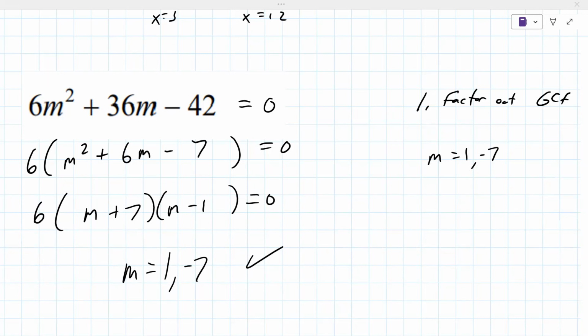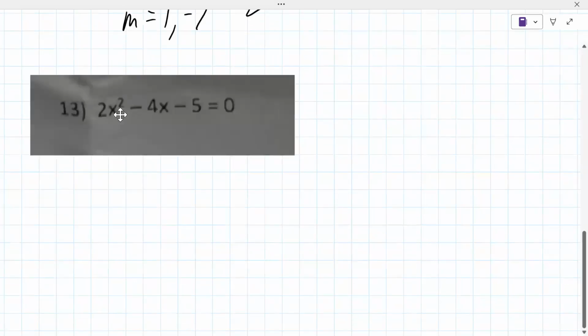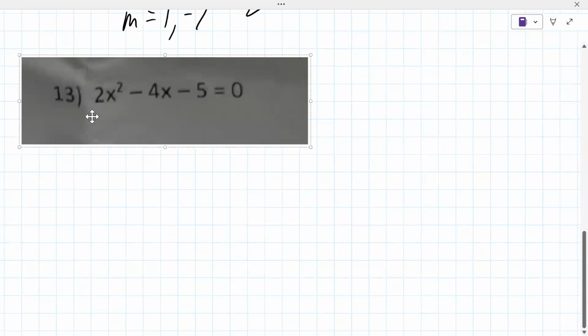Let me see if I can quickly get to it. Number 13 here, lucky number 13. Not lucky at all in our case. So what's different about this one is that, yeah, there's a 2 in front, but that 2 doesn't go into any of these other numbers. So this is what's called a factor by grouping problem.